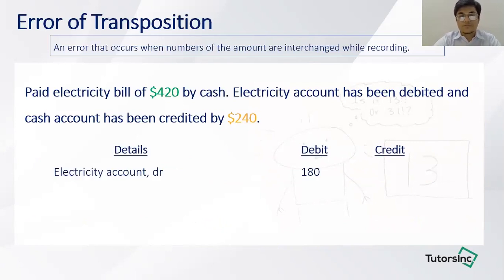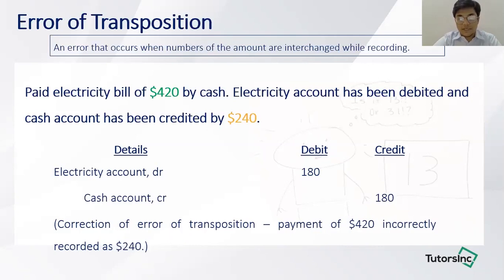So we are going to repeat this transaction by debiting electricity account with the difference amount, which is $180, and by crediting cash account by $180, the difference amount. And the narration is going to be correction of error of transposition, payment of $420 incorrectly recorded as $240. It's pretty similar to error of original entry, except the difference is that in this case, the original value and the incorrect value will be interchanged. The numbers will be interchanged for the values.